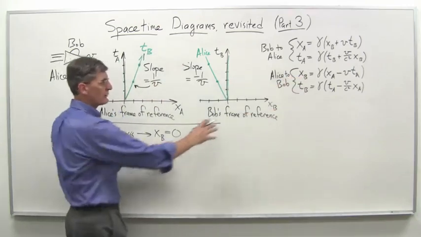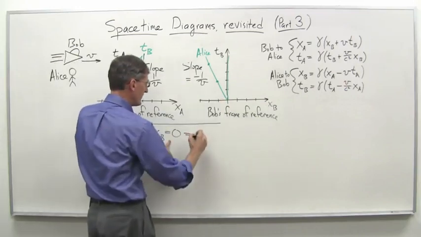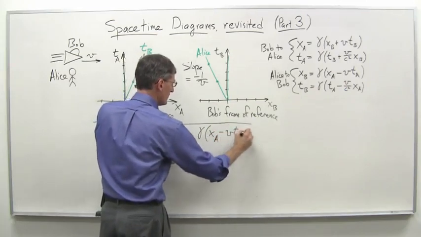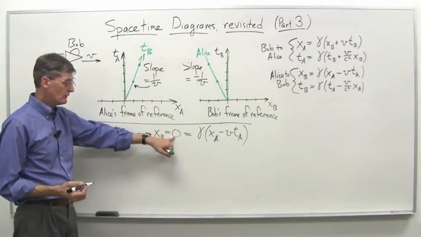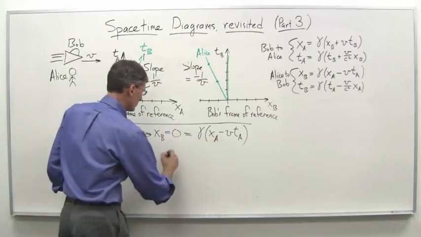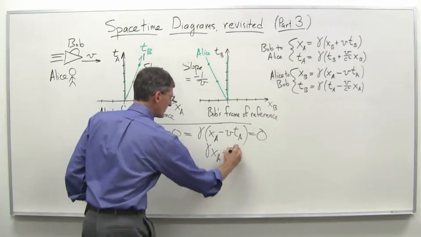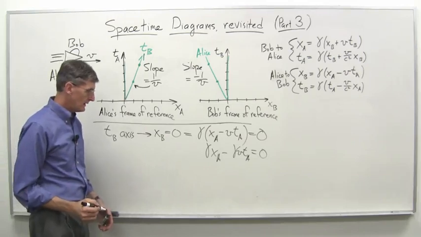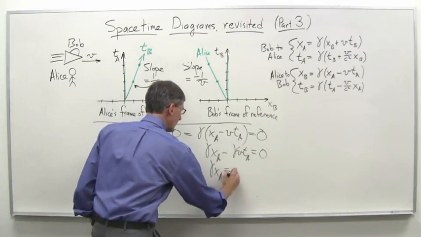XB equals gamma times XA minus VTA. I've got XB equals 0. The Lorentz transformation says that's equal to gamma times XA minus VTA. That's a true equation. And if XB equals 0, then we can see this thing equals 0. This means gamma XA minus gamma VTA equals 0. Just multiply through by gamma there, and then bring this to the other side. So what that means is gamma XA equals gamma VTA.